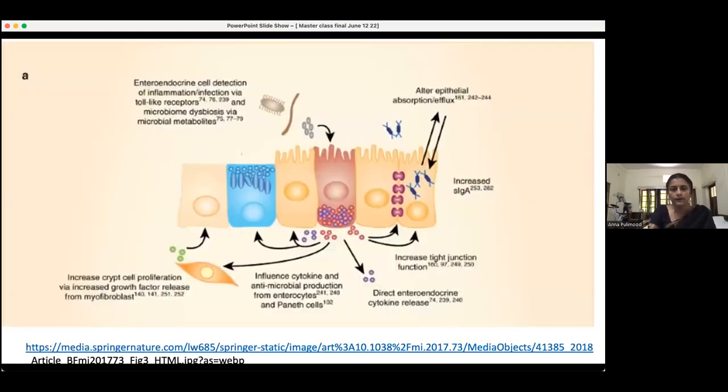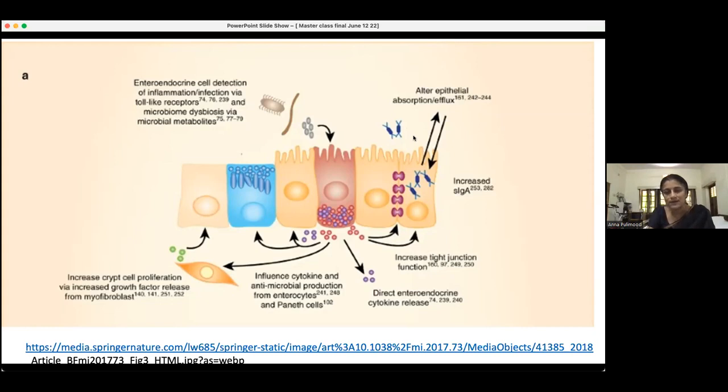So in inflammatory conditions, you see this is the endocrine cell here, and it responds to the bacteria and microbiome and its products. And in response, it discharges its granules. And these granules can actually contain cytokines, or they can influence cytokine production by adjacent epithelial and Paneth cells. They can influence the fibroblasts to stimulate growth factors and make stem cells multiply. They can also affect the tight junctions between cells and affect permeability. They can also increase the transport of secretory IgA.